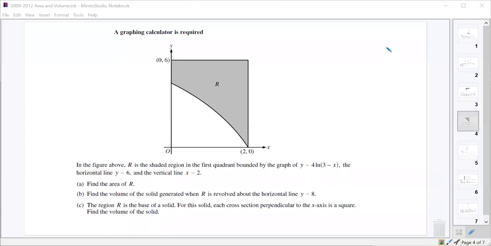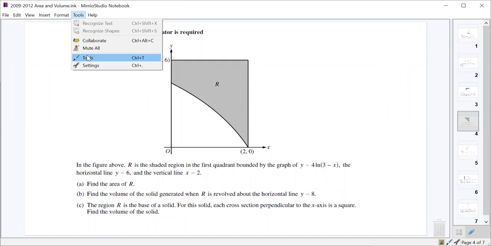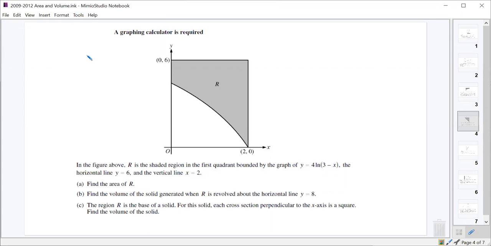So this was the 2010 Form B, the calculator section. My toolbar disappeared. Off to a good start here.